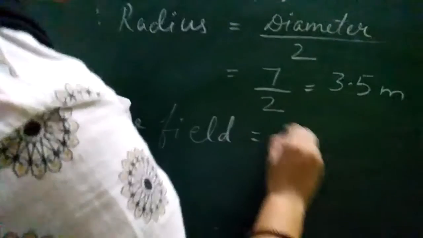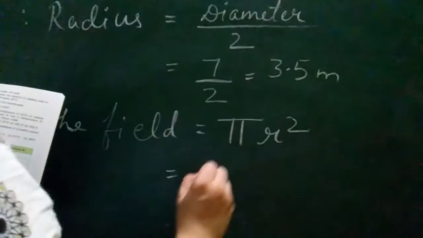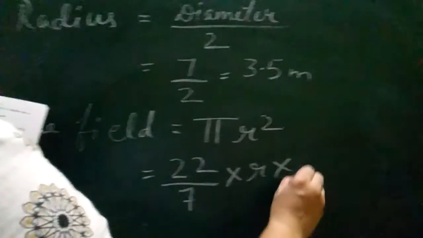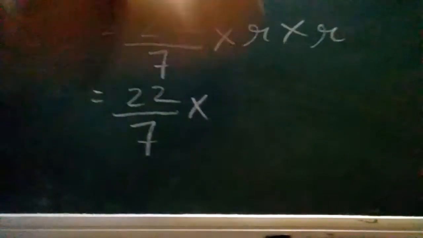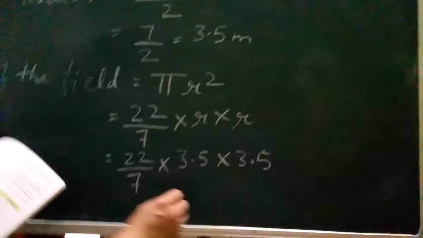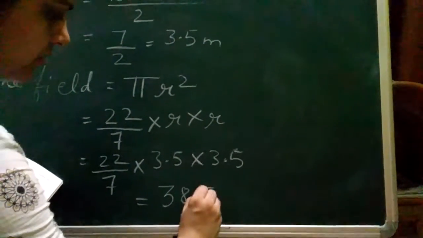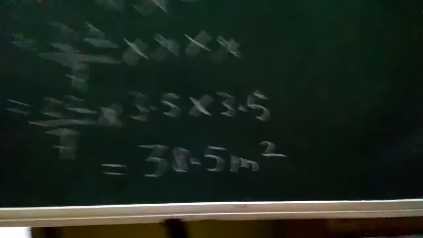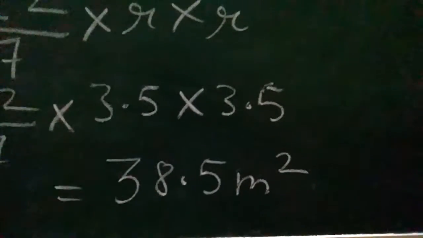is equal to pi r square. So what is the value of pi? 22 divided by 7 into r, and 22 divided by 7 into 3.5 into 3.5. And when you simplify, you will get 38.5 meter square. This is the area of the field, 38.5 meter square. Let's move to the fifth question.